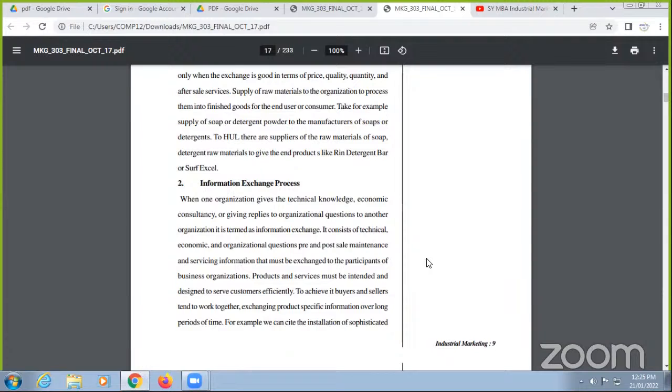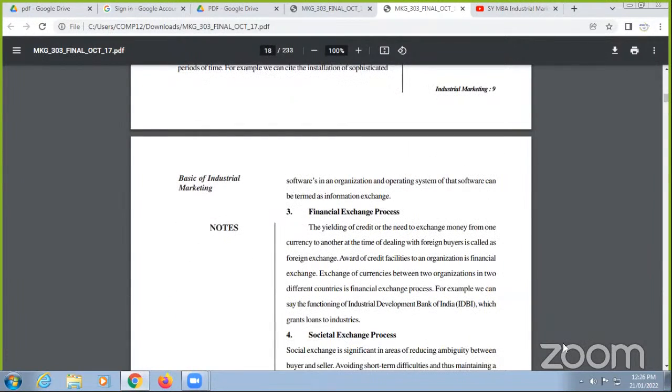It consists of technical, economic, and organizational questions, trade and post-sale maintenance and servicing information that must be exchanged between the participants of the business organization. Product and service must be intended and designed to serve the customer efficiently to achieve it. Buyers and sellers tend to work together, exchanging product-specific information over long periods of time.